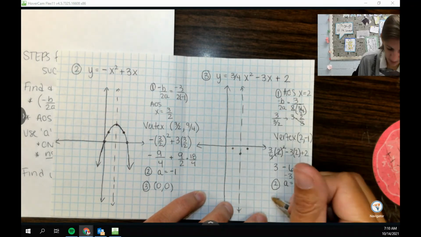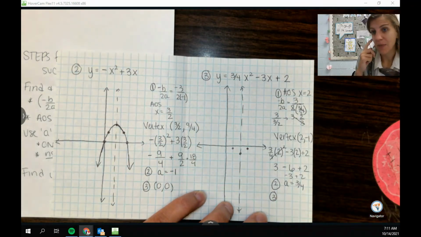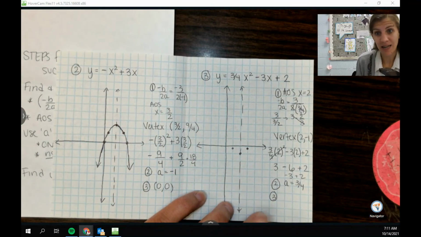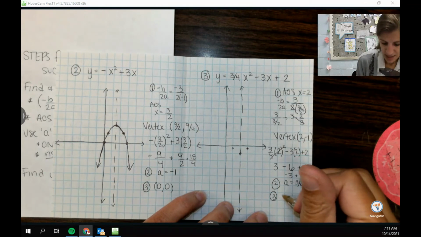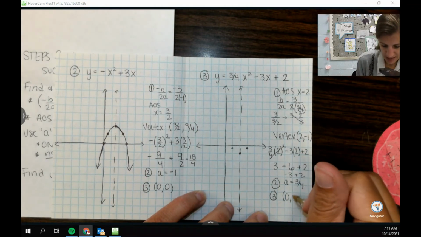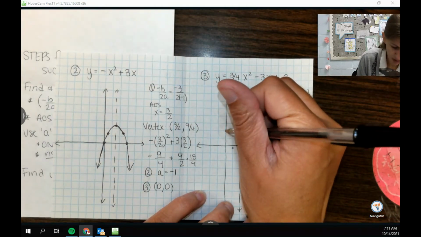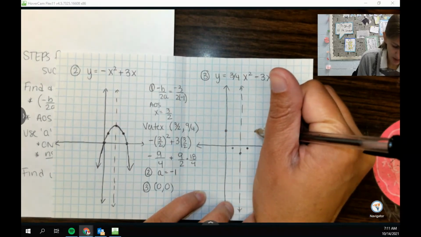And then the last thing that we can do to make our parabola look real nice, although I can already tell right now I have a minimum because this parabola is pointing up, is get that y-intercept, which is going to be at 0, 2. And then flip it over and put it on the other side.